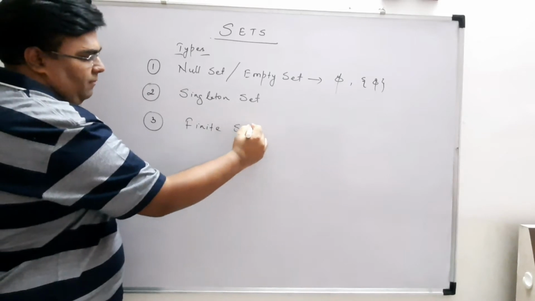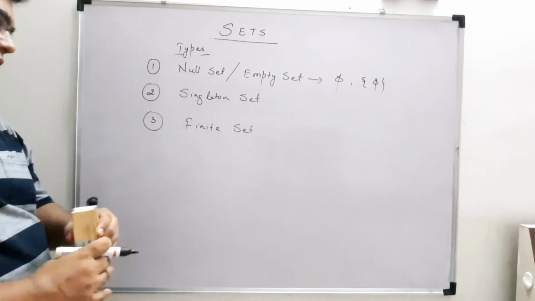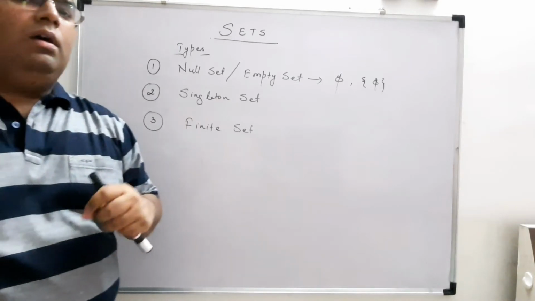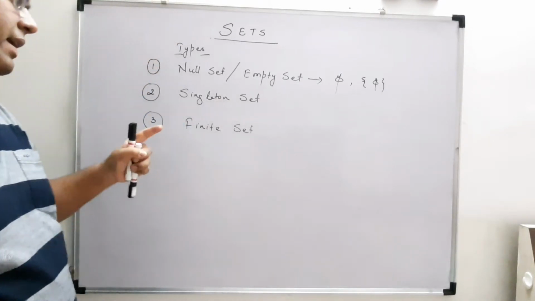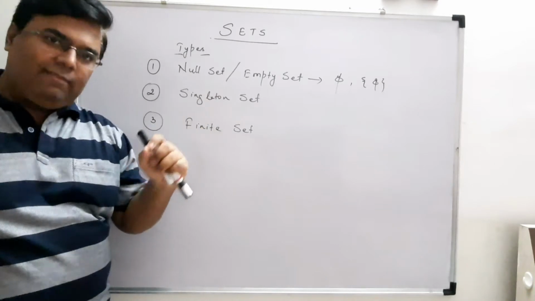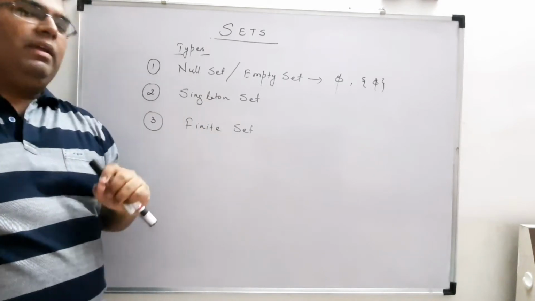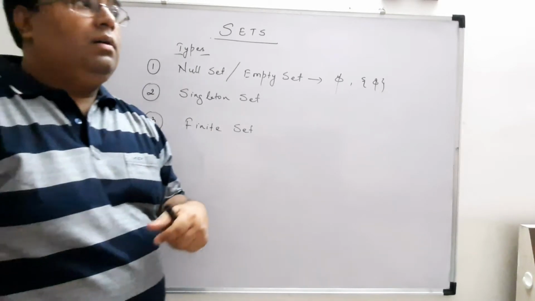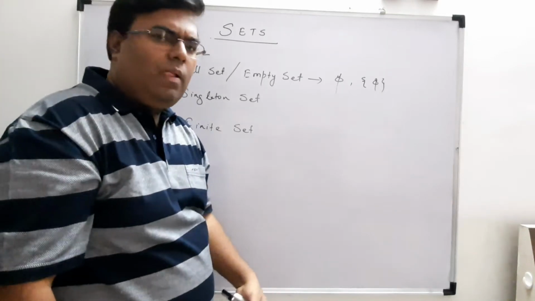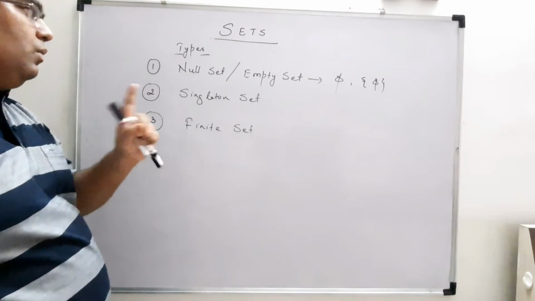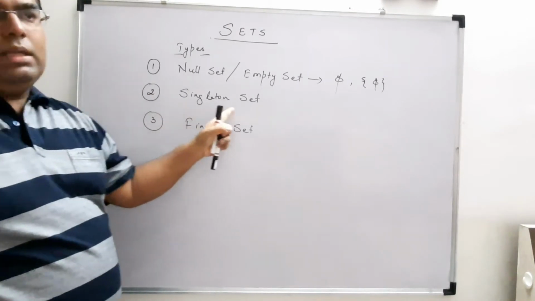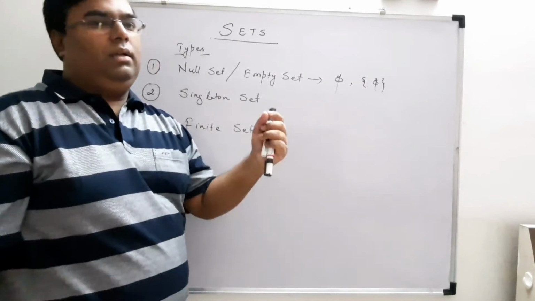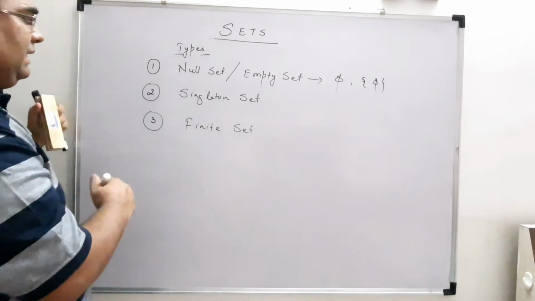Then third, finite set. Of course, what is the meaning of finite? Finite means something which we can count. Okay. So finite is what? More than one. It will be more than one, but definitely we can count it. Like days of the week 7, months in the year 12. Okay, we can count it, but it is more than one. If one is there, then it is called a singleton set. But if more than one, and if we can count it, then it is finite set.